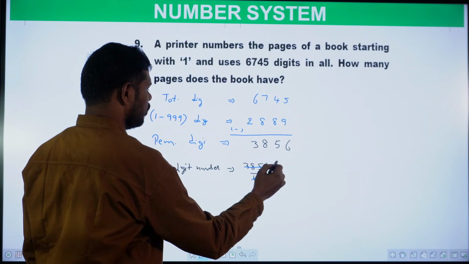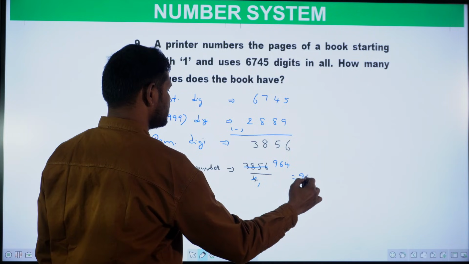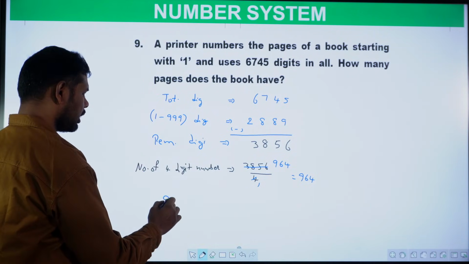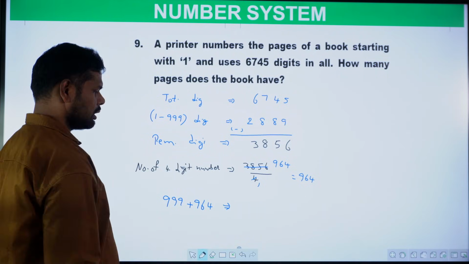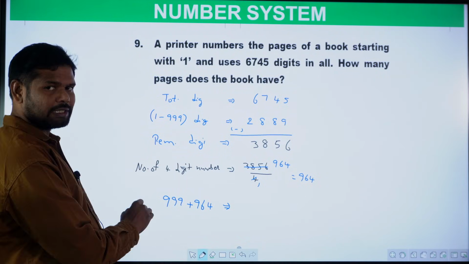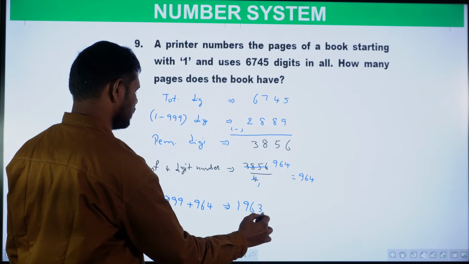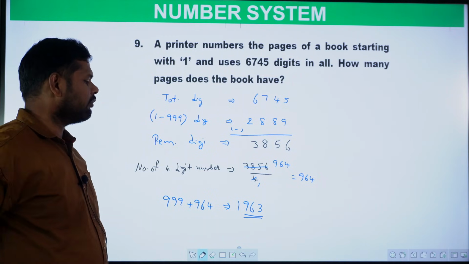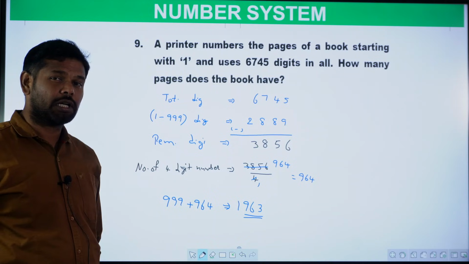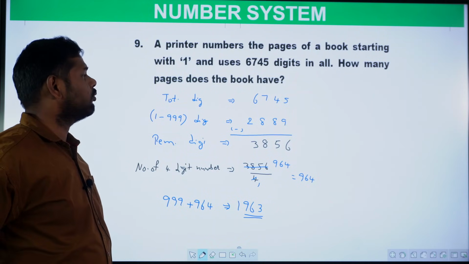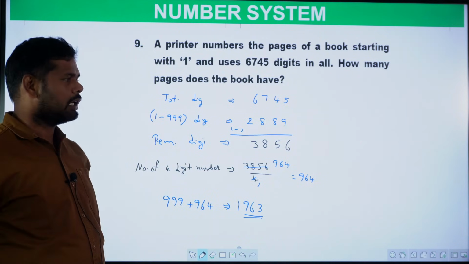4 ones, 4 9s 36, 25, 4 6s 24, 4 4s 16. So 964 numbers are there. Already we have 999 numbers plus 964. So clear? 964 plus 1000 means 1964, but 1 is less than that. So answer is 1963. If we are having 1963 pages in that book, the total number of digits are 6745. That's it. So the number of pages is 1963.